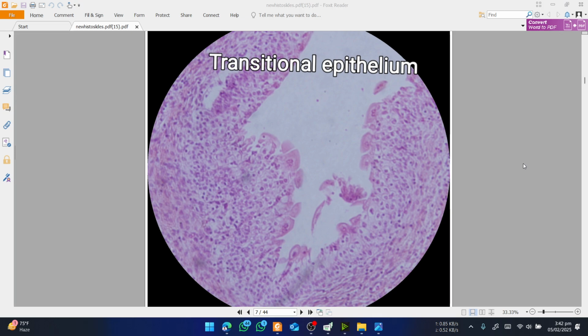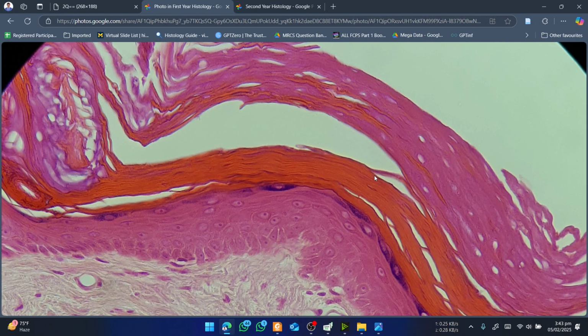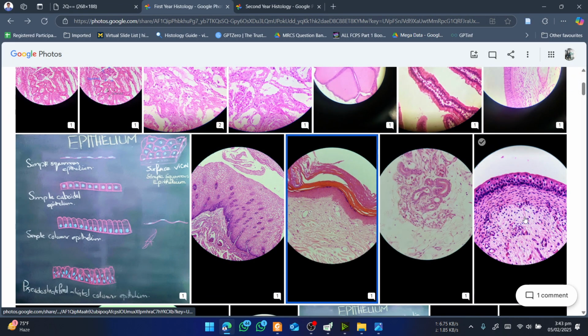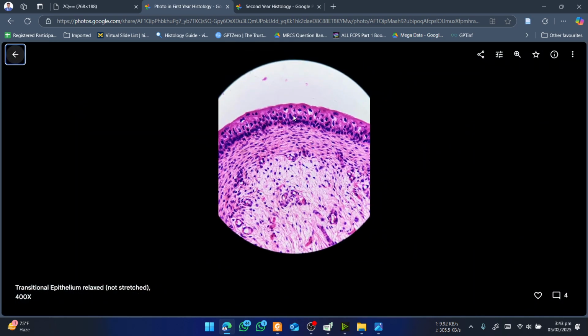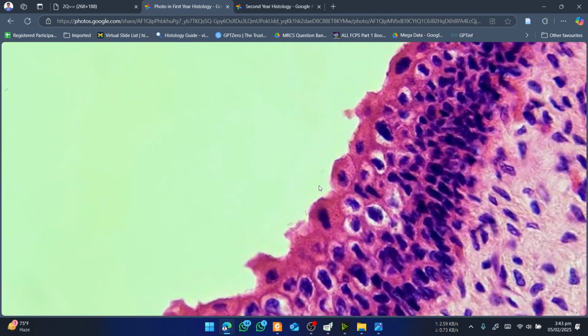Now comes transitional epithelium. Transitional epithelium is present in the bladder, and it is usually confused with stratified squamous epithelium. The only difference comes in the topmost layer. The topmost layer cells, rather than being flat, are very prominently dome shaped. So this is the dome shaped cell. This is a dome shaped cell. These are the dome shaped cells.